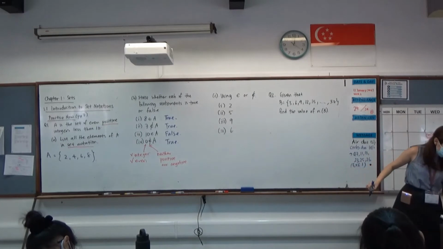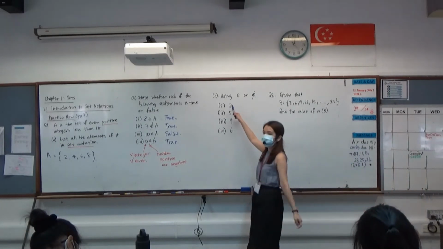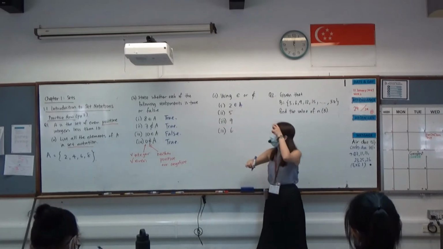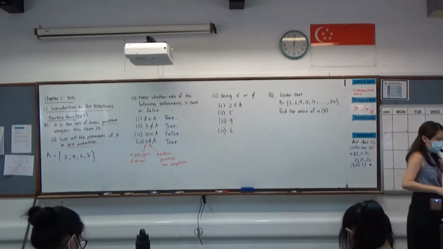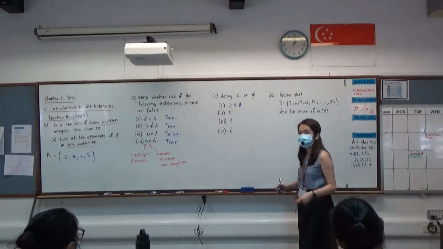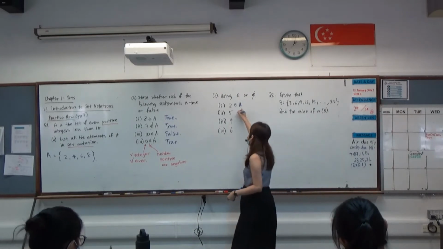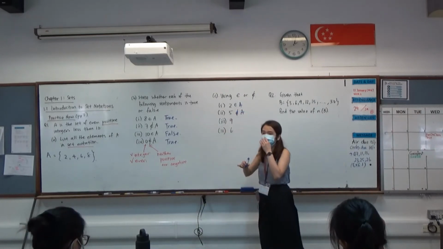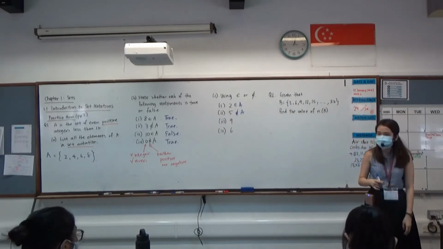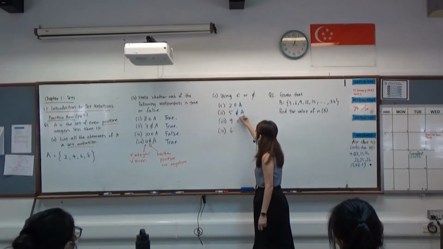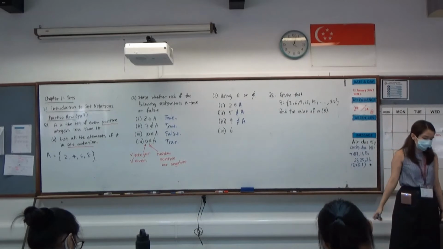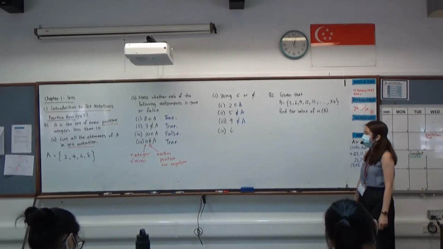Ying, can you tell me what is I? Okay, it's an element of A. What about part 2, Junyang? Is not. Okay, not an element of A. What about part 3 for 9, Alia? Not an element of. Okay, and for part 4, what would it be, Manis? 6 is an element of A, okay.